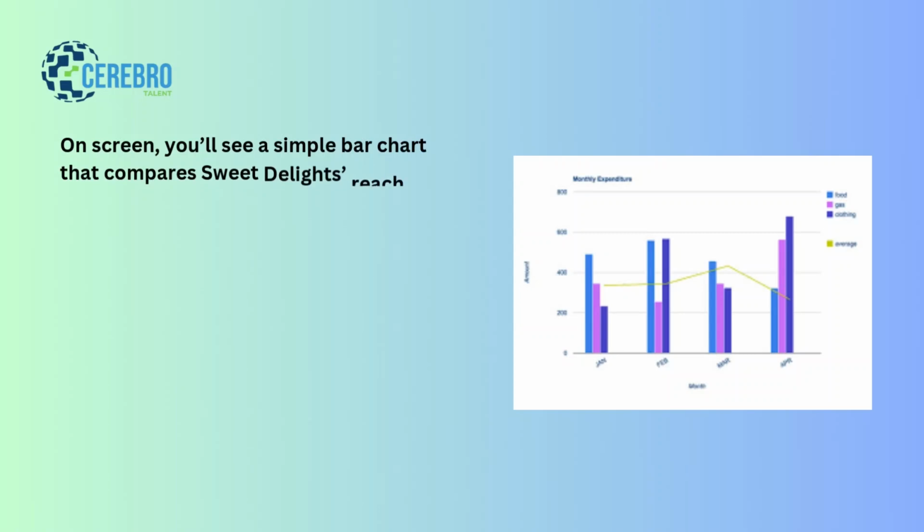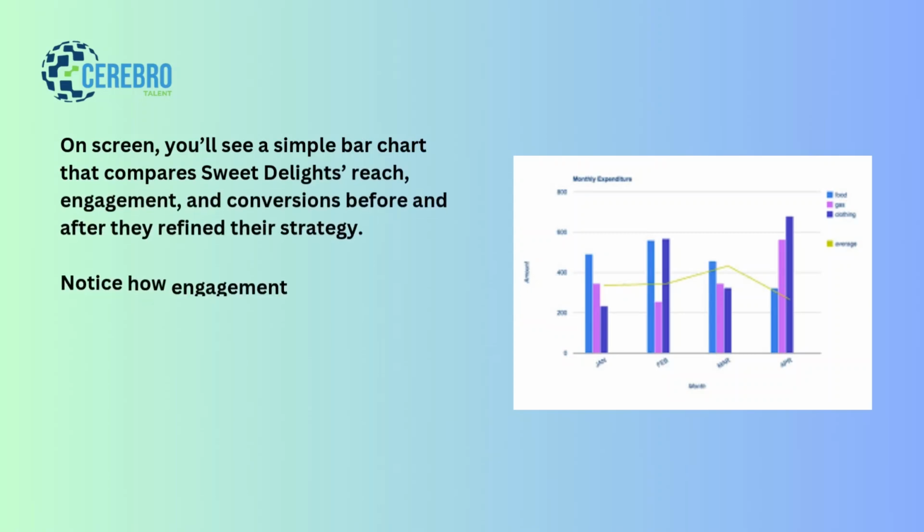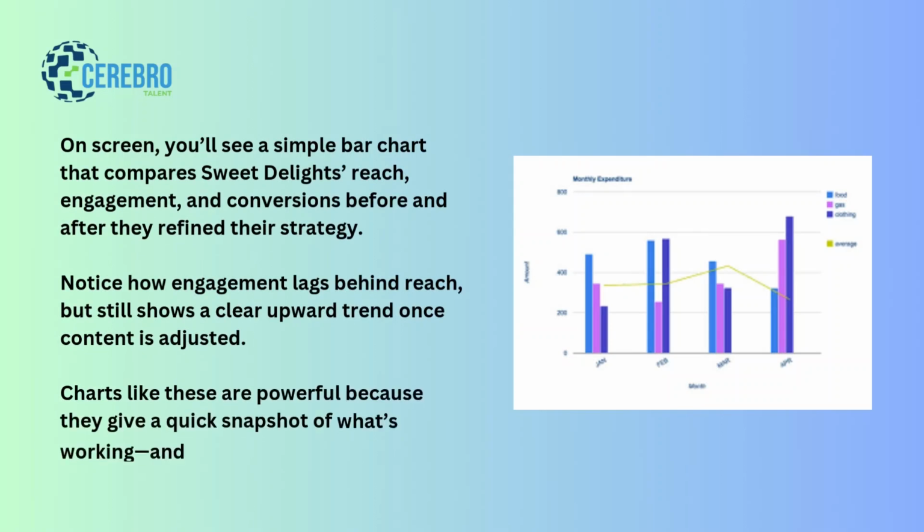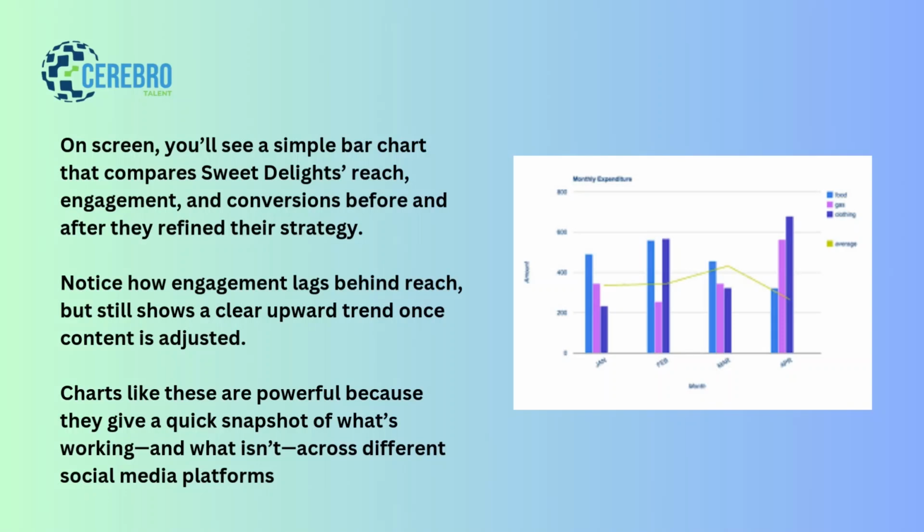On screen, we see a simple bar chart comparing reach, engagement, and conversions for Sweet Delights before and after they refined their content. The chart shows a clear uptick in all three metrics over 2 months. Notice how engagement lags behind reach, but still trends upward once the strategy shifts. Charts like these are powerful because they give an at-a-glance view of progress, helping you quickly identify what's working and what isn't across various social media platforms.